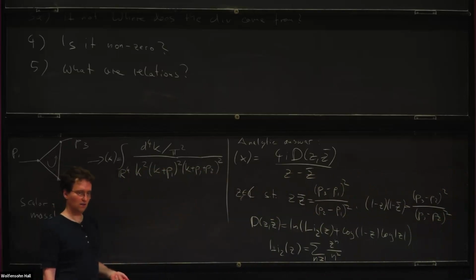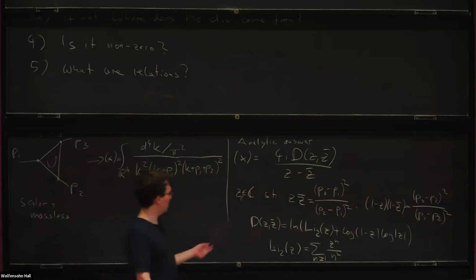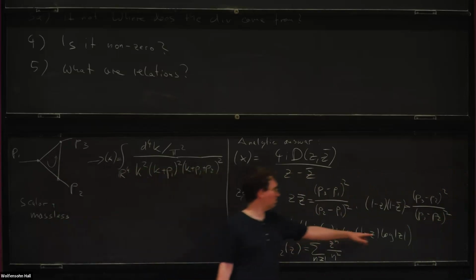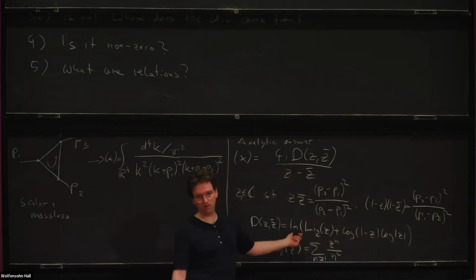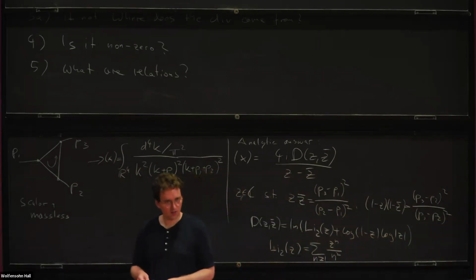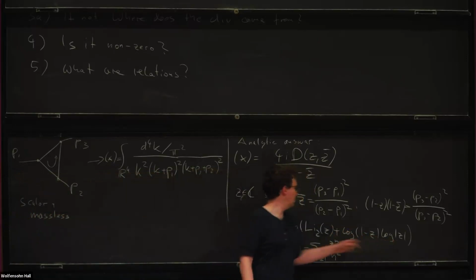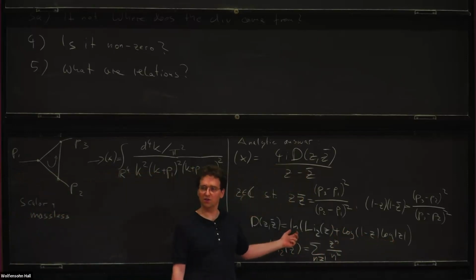Yes? What's the dependence on z bar in D? Yeah, so this is the absolute value of z, and we take the imaginary part. The question was, where's the dependence on z bar? This is the absolute value here, right? And we take the imaginary part. So the question was where the absolute value goes, right? Okay.